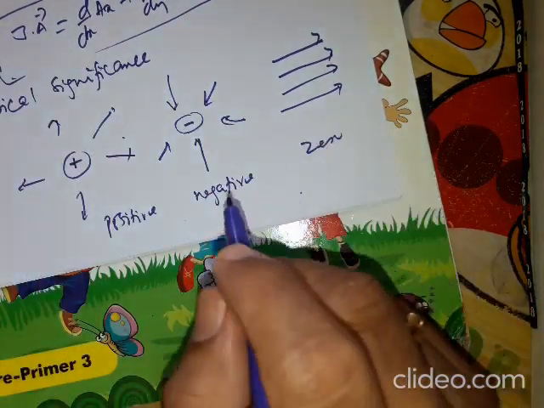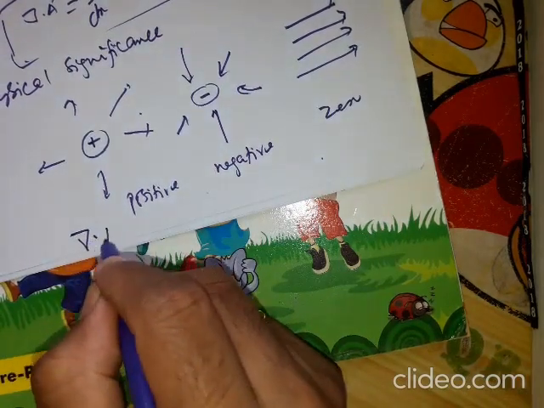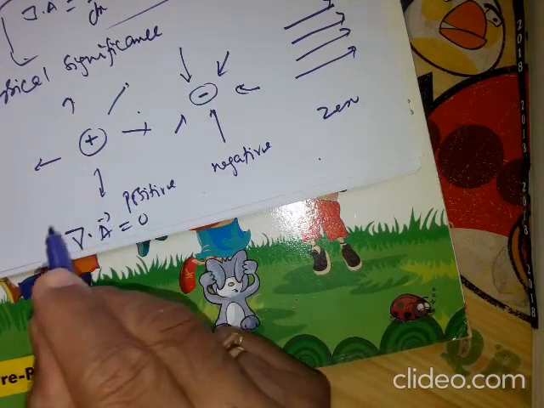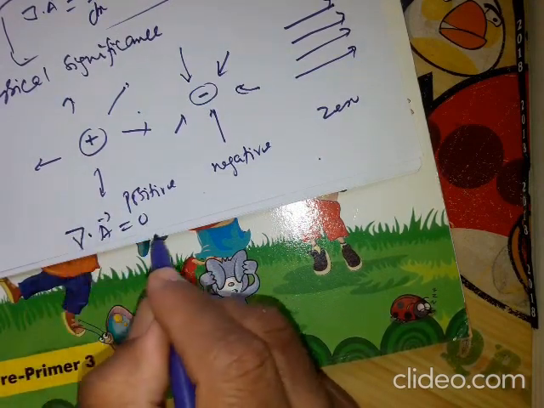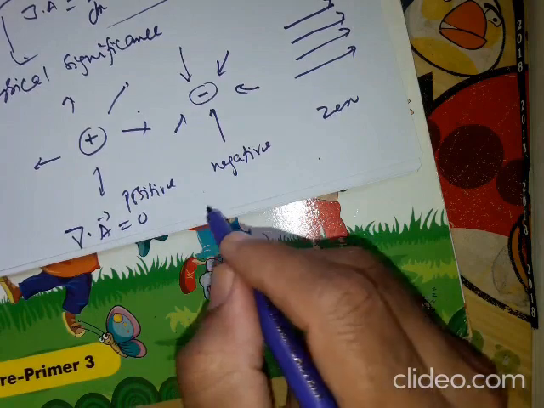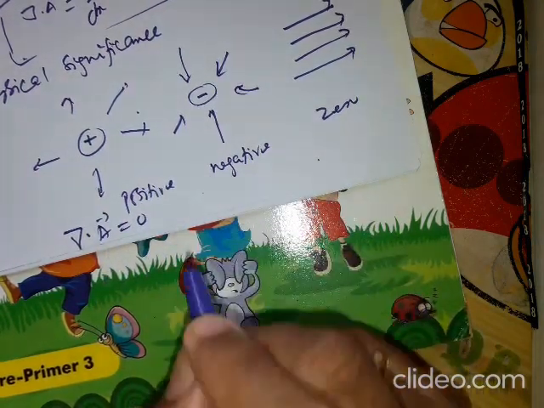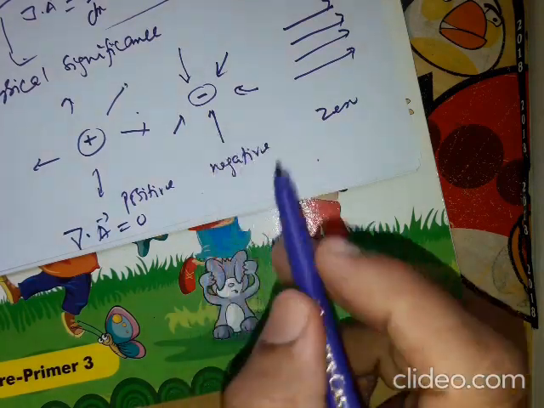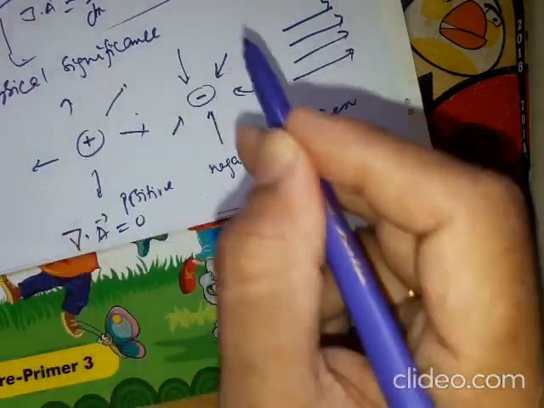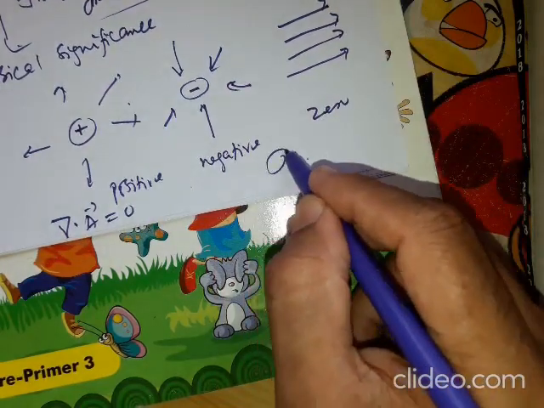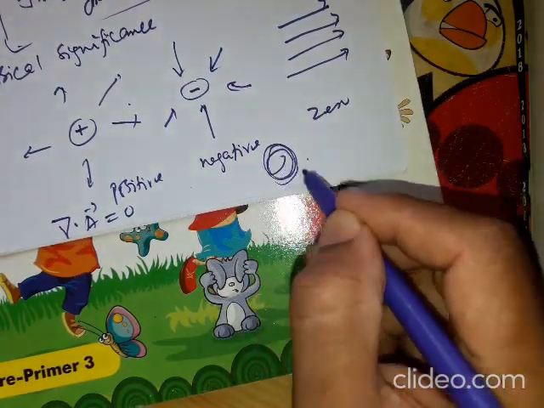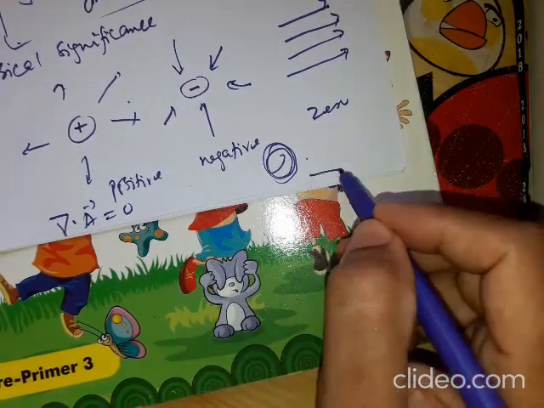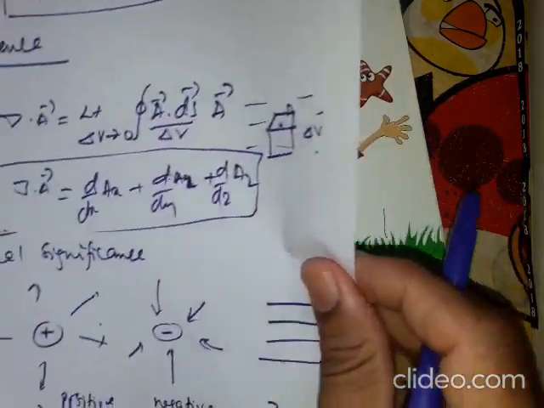So that is what the divergence is. And if the divergence of any field is equal to 0, that particular field we call a solenoidal field. In a solenoid, the magnetic field is in the form of curls. Whenever the field curls, it doesn't diverge. That's why the divergence of a curl is always equal to 0. Next we'll see what is curl.